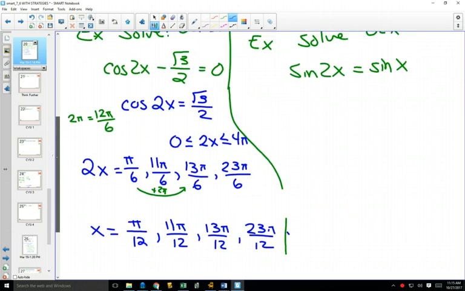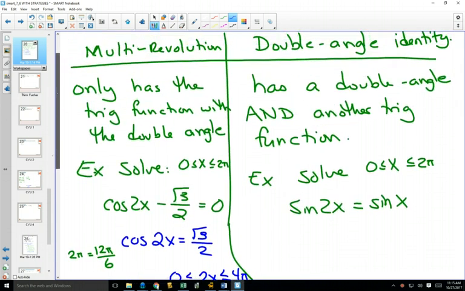So we use our multi-revolution strategy if the only trig function we have is a double angle, so that we could get that double angle cos 2x by itself on one side of the equation with no other trig functions. However, when you have your double angle and another trig function, like the second example with a sine 2x and a sine x, then you have to use one of your double angle formulas in order to solve it. So with sine 2x, I only have one option. I have to change this to 2 sine x cos x.